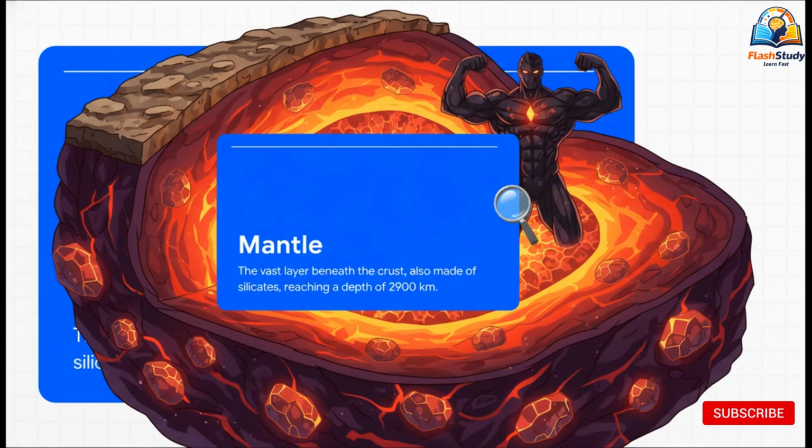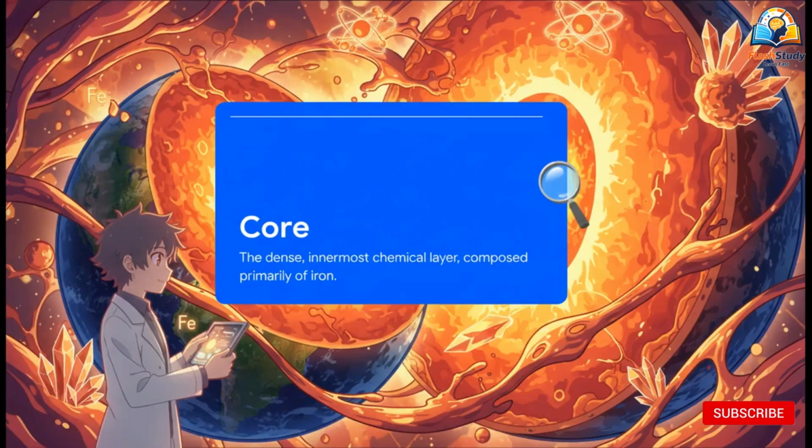Go a little deeper, and you hit the mantle. And wow, this layer is huge! It makes up more than 80% of the entire planet's volume. Chemically, it's also made of silicate rock, but it's much denser, packed with heavier stuff like iron and magnesium. And then, way down at the center, you get to the core. Its chemical recipe is pretty simple. It's almost all metal, mostly iron and a little bit of nickel. This is the super dense metallic heart of our planet.